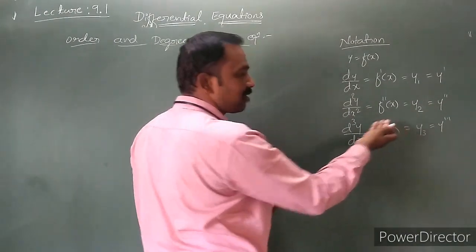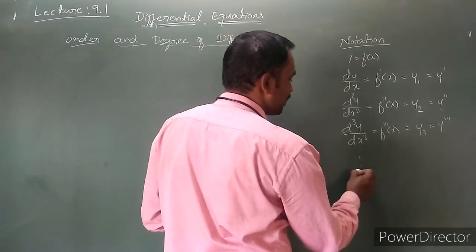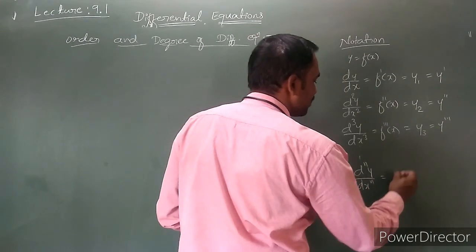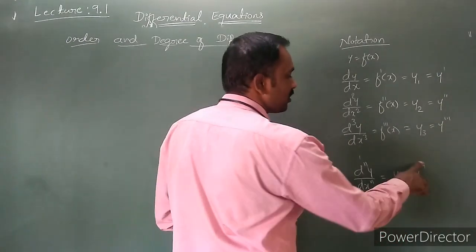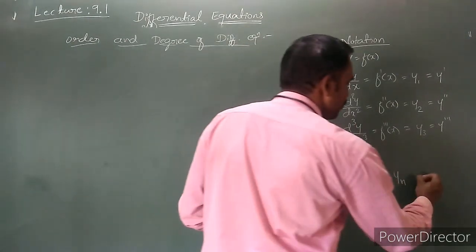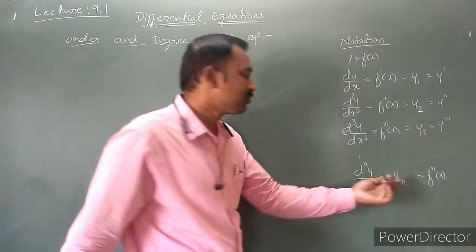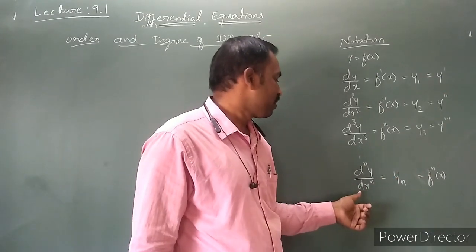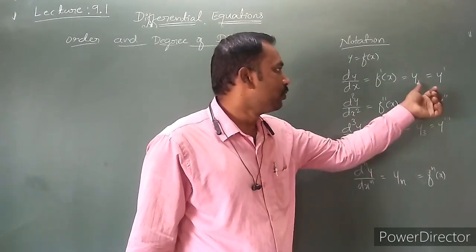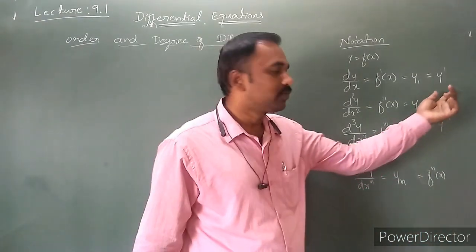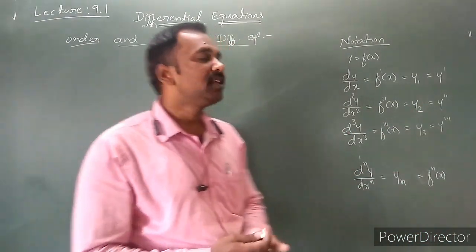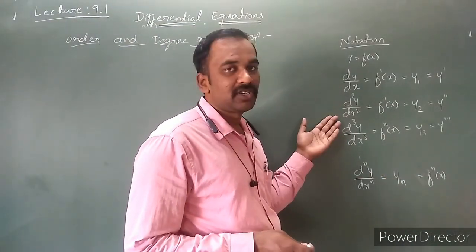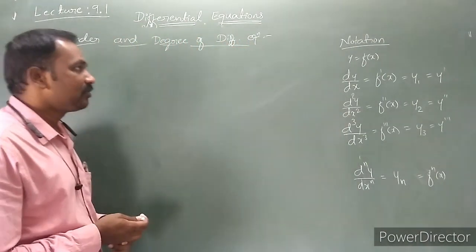But writing n number of dashes is a little difficult. So we can write dⁿy/dxⁿ as yn or y to the power n, or fⁿ(x). Instead of writing the number of dashes, we just write y3 or y2, y1, or y''', y'', y'. In that manner we can denote it. You have already represented first order and second order derivatives in the differentiation chapter.